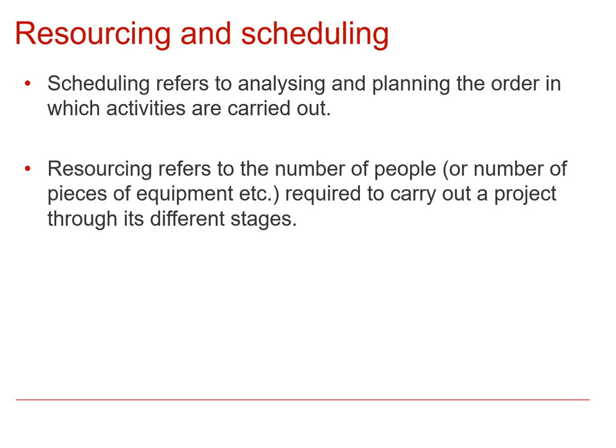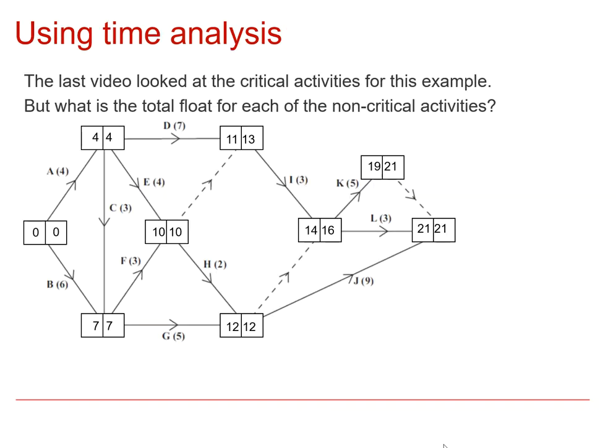actually allocating people or machinery or what have you to the individual tasks, and making sure, for example, if you have limited resources, that they are not overstretched, so that say you've only got 2 workers, that you're never having 3 activities happening at the same time, because that obviously wouldn't be possible. Now we're going to be using the example from the previous video to help us here.